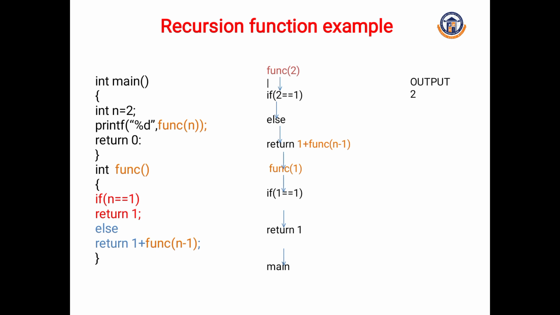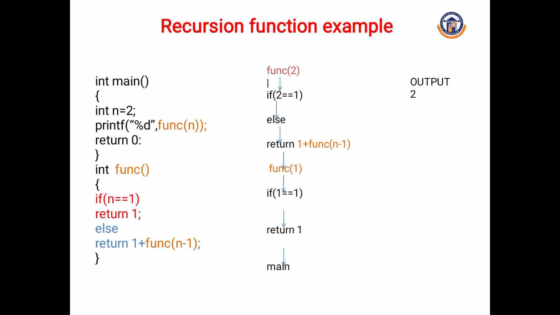So initially I have called the main function. Within the main function I have called the function of 2. Once I call the function of 2, it goes to the subfunction and checks the condition: if n is equal to 1. 2 is not equal to 1, so the condition failed. It goes to the else part: return 1 plus function of n minus 1, that is, function of 1.